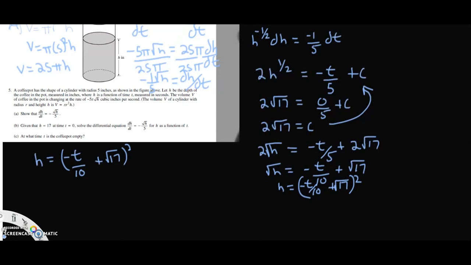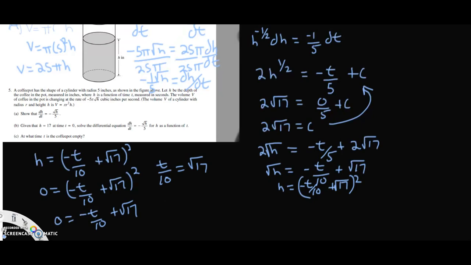So I'm going to set that to 0, and I'm going to get 0 equals negative t over 10 plus root 17, squared. So now I'm going to square root both sides, so I'm going to get 0 equals negative t over 10 plus root 17. So now t over 10 is going to equal root 17, or t is going to equal 10 root 17. And does it give us any units? I guess that's seconds, because it says cubic inches per second, so that would have to be seconds. I hope this video helps.